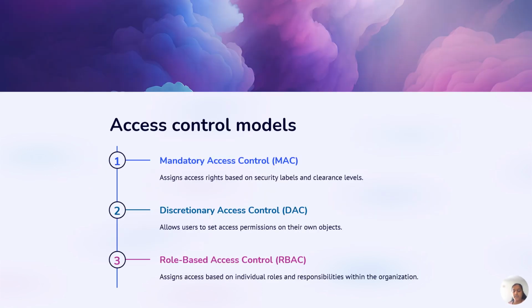And there are three access control models, that is mandatory access control, discretionary access control, role-based access control. Mandatory access control assigns access rights based on security labels and clearance levels. Discretionary access control allows users to set access permissions on their own objects. Role-based access control assigns access based on individual roles and responsibilities within the organization.